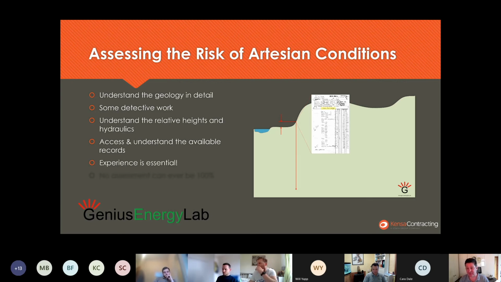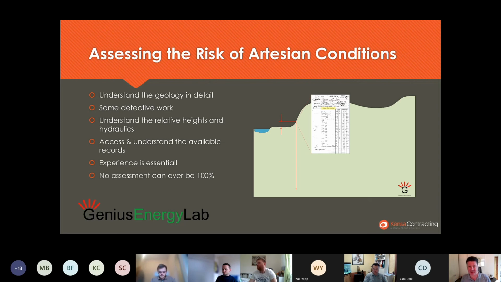All of this is essential. So I mentioned Lincolnshire limestones, the Great Oolite, some of the coal measures around the Pennines. It's only through experience that you can really develop a spider sense that rings when something like this could be a problem. And just finally to mention, it's the same with all the risk assessments we're talking about here. No assessment can ever be 100%.